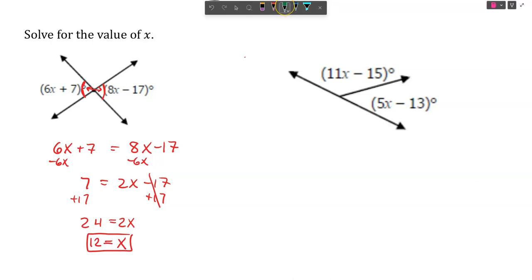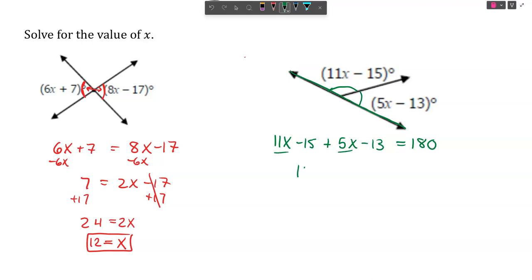The second example, they are adjacent angles next to each other, but in addition to being adjacent, they form that straight line when you draw their arcs. So this is an example of a linear pair. Linear pairs, we will always take the two angle measures, so in this case 11x minus 15. We're going to then add 5x minus 13 and set that entire equation equal to 180 degrees.